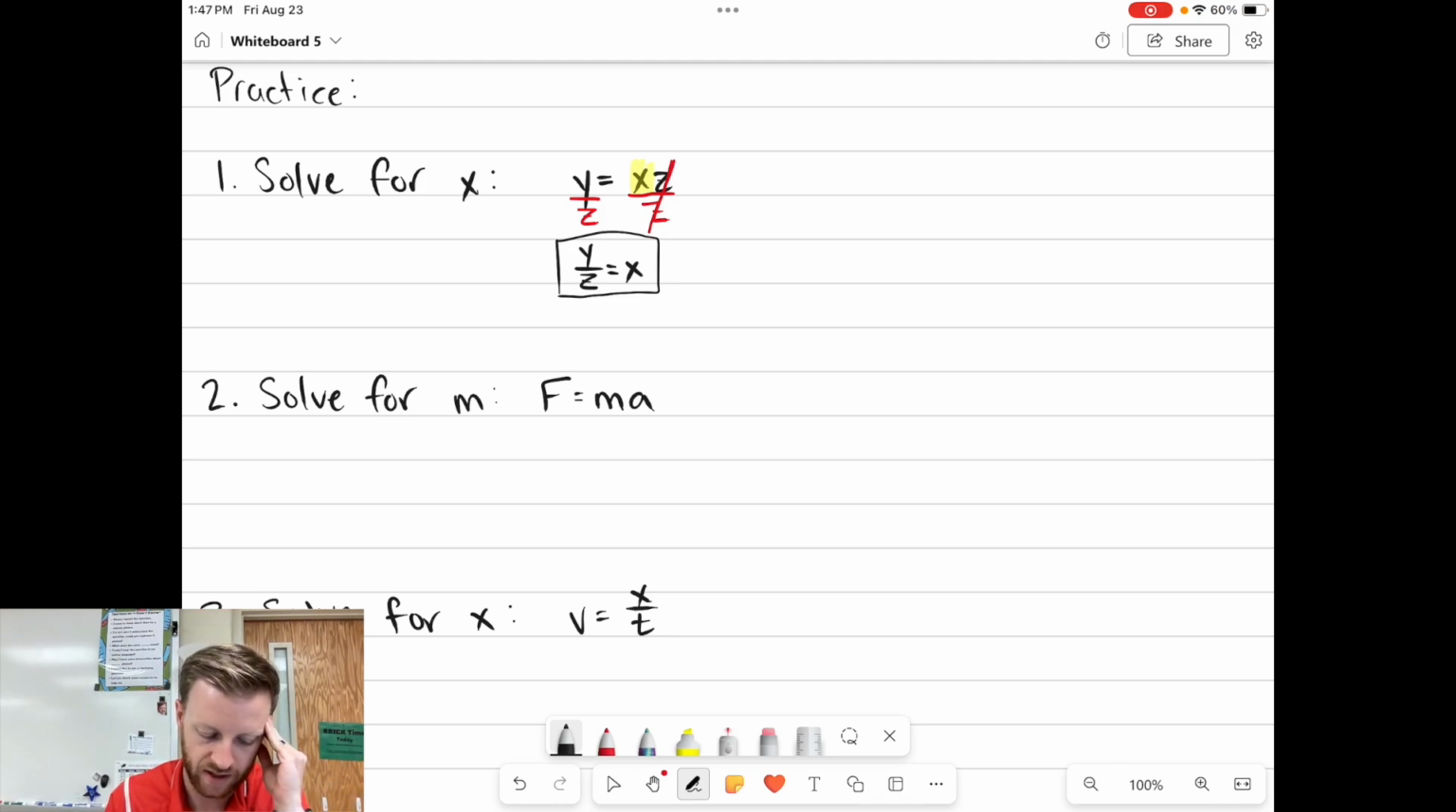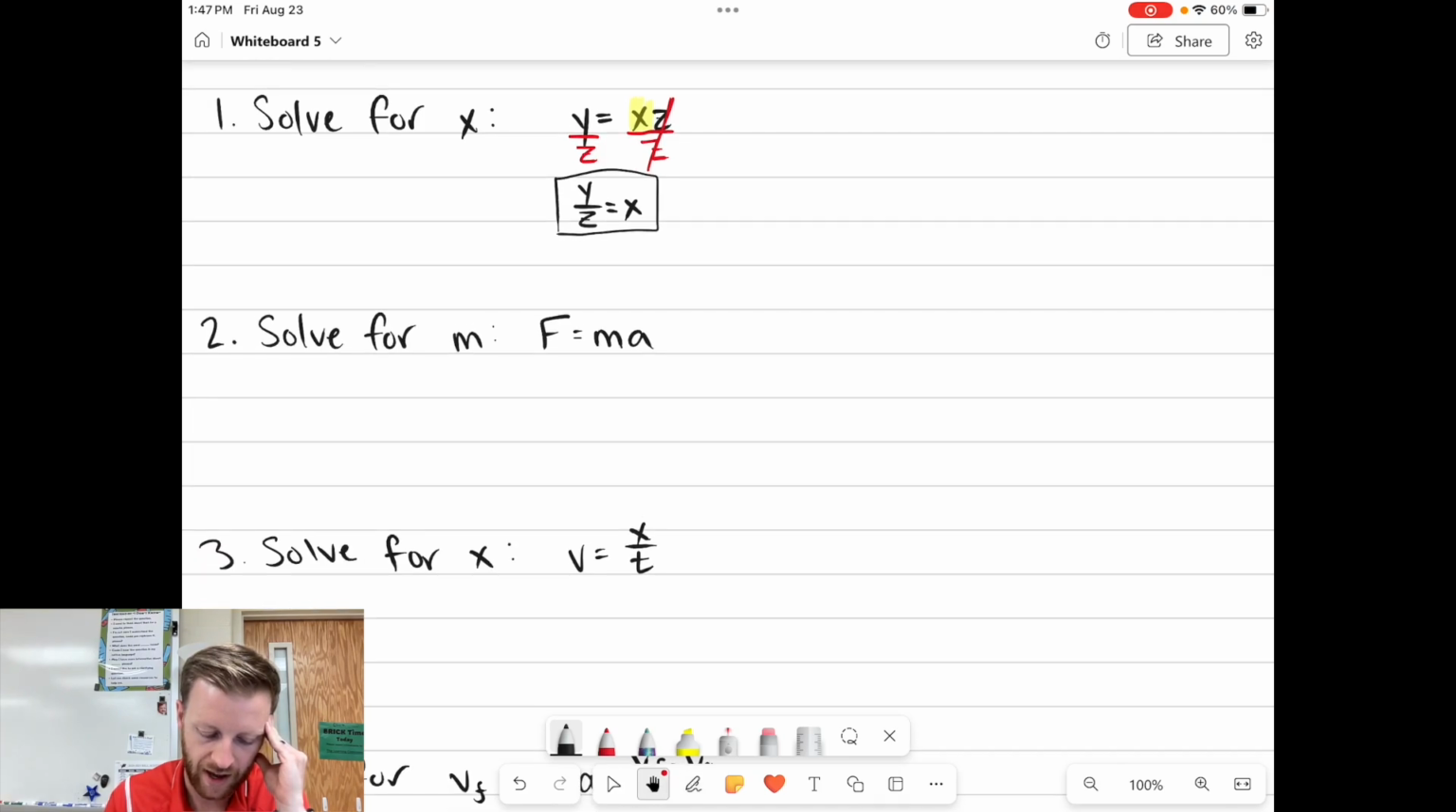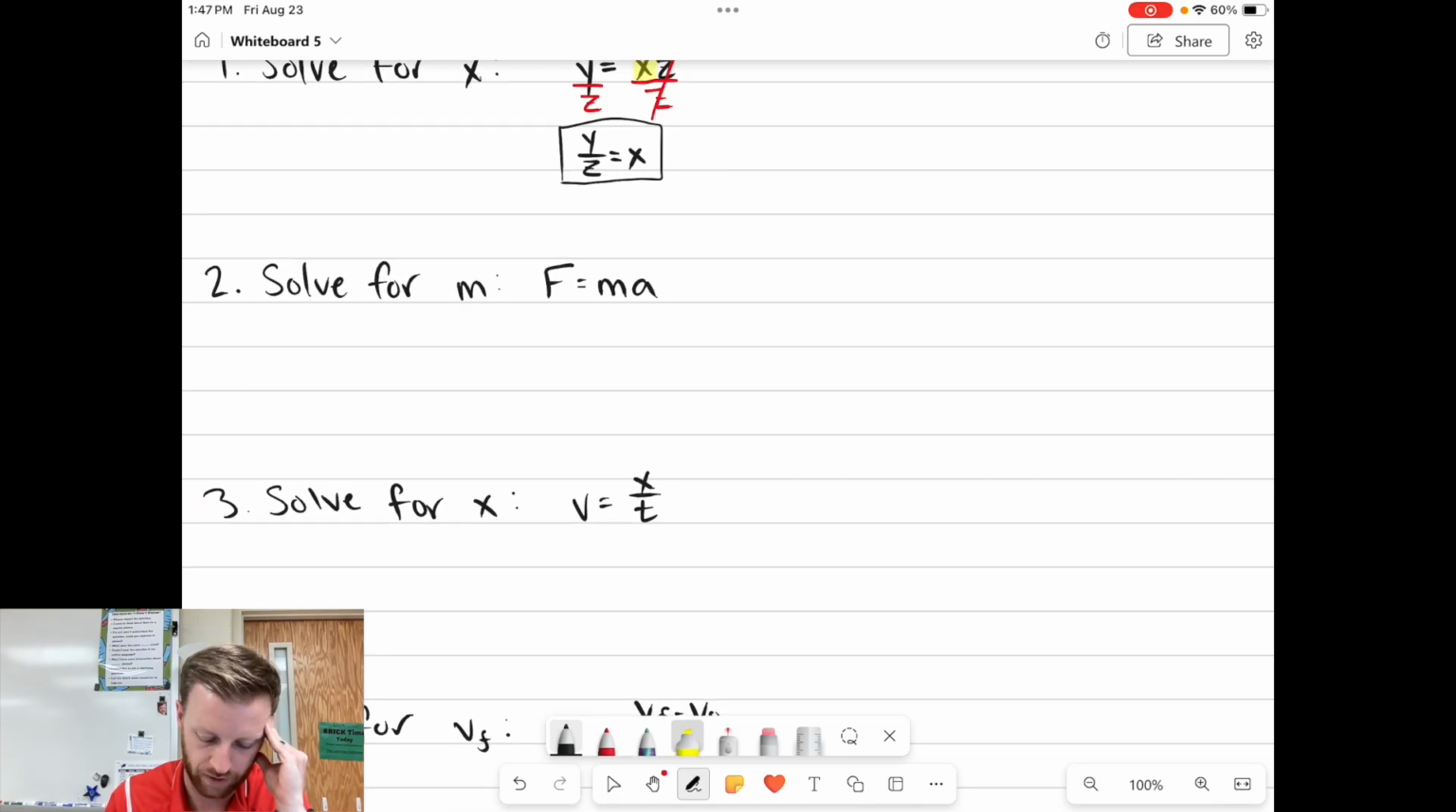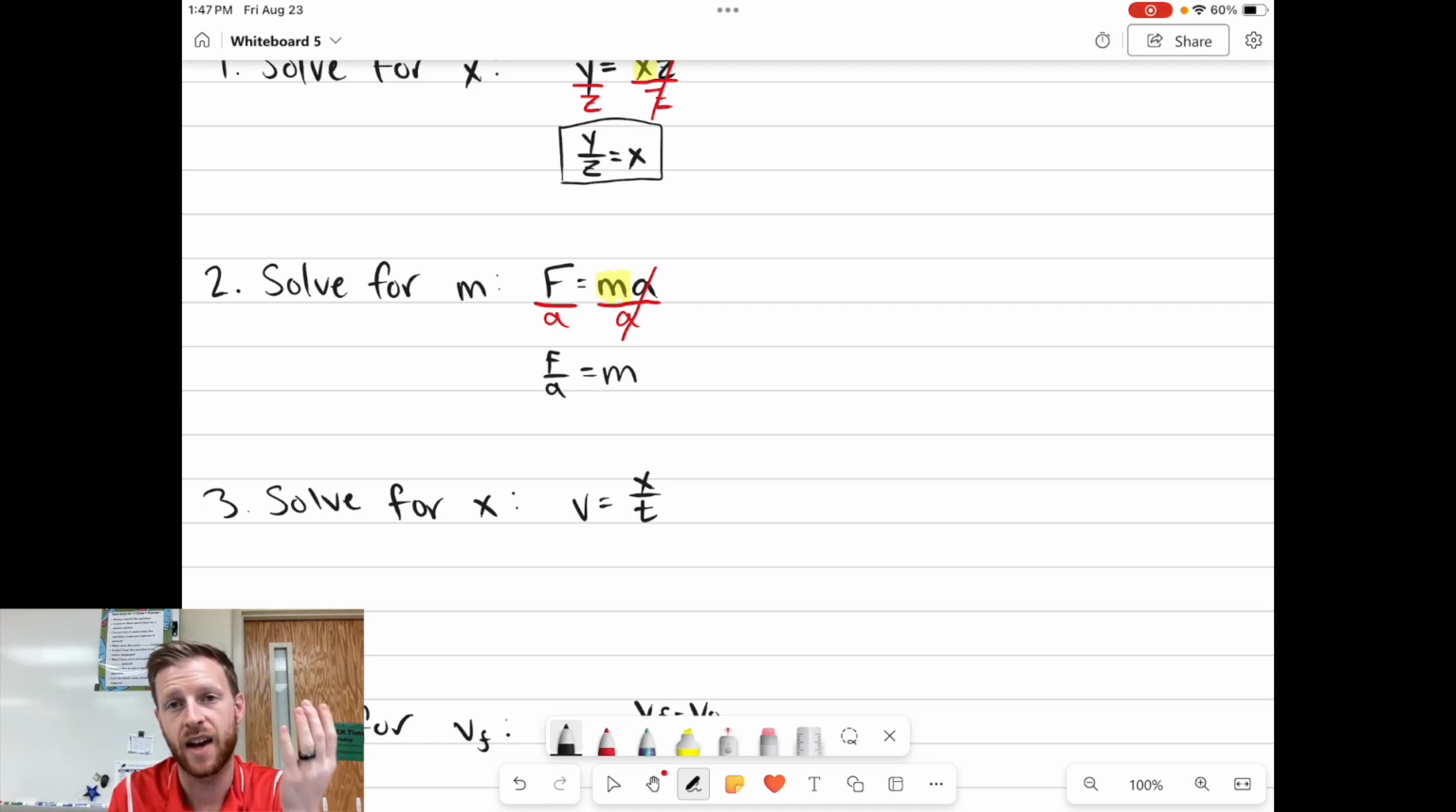Let's go down to number 2 here. Number 2, F equals ma, and I'm solving for m. So again, I'm trying to get m all by itself here. And once again, I have multiplication. So what do I have to do? Well, I have to divide by a, and I have to do that to both sides. So my a's cancel, which would give me F divided by a is equal to m. And then I can plug numbers in and use my calculator from that point out.